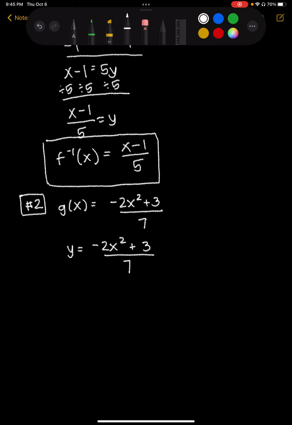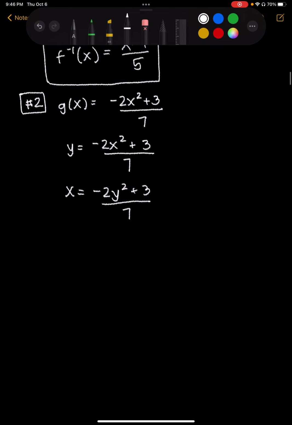Now we're going to flip-flop the x and the y. So it becomes x equals -2y squared plus 3, over 7. And now we have to just solve for y. To solve for y, the first thing I want to do is get rid of this fraction. I don't like fractions. It's easier to work without them. So I'm going to get rid of the 7 by multiplying each side by 7.